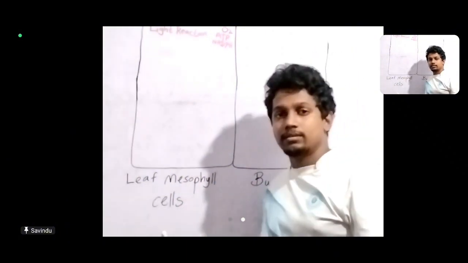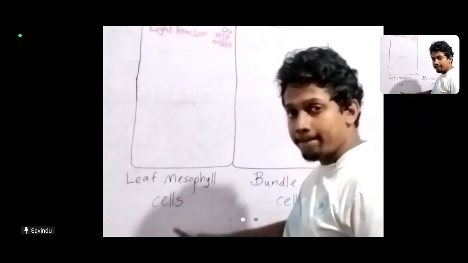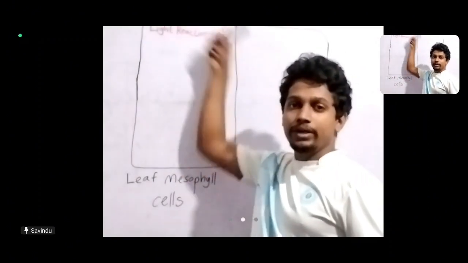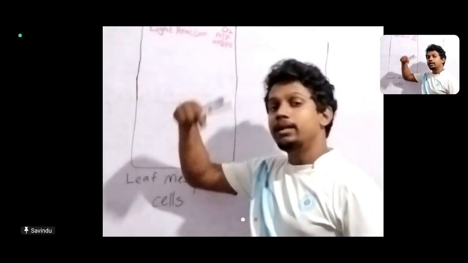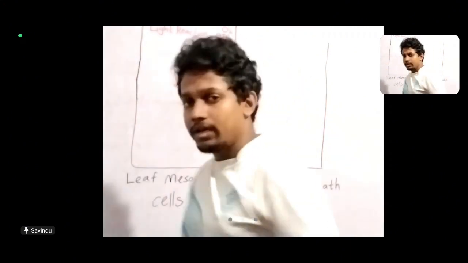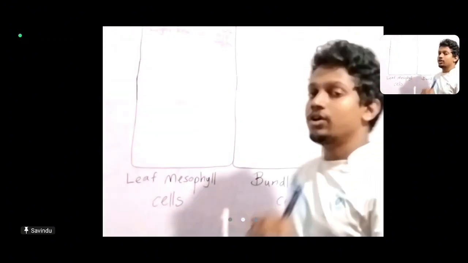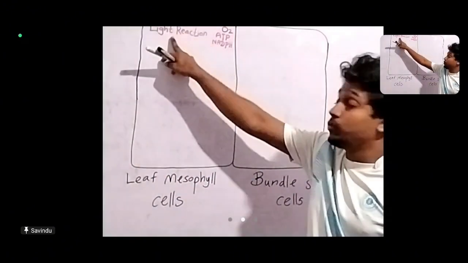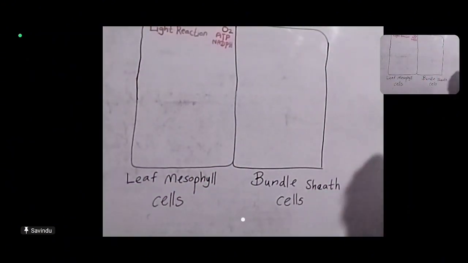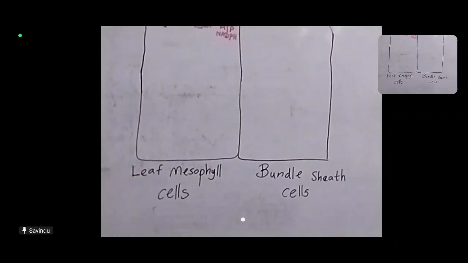This happens, then now this is special. In leaf mesophyll cells, now we are going to start the second step, which is the dark reaction. Why is it called the dark reaction? It is not dependent on light. Light independent reaction. From H2O, oxygen was synthesized. But now we need to fix carbon dioxide. For that, what can we do?